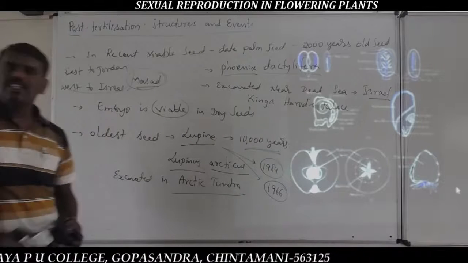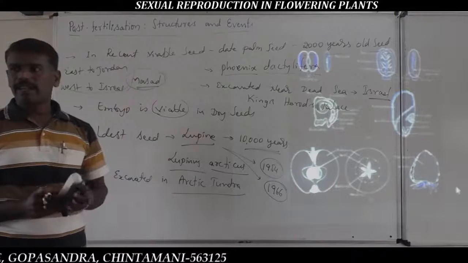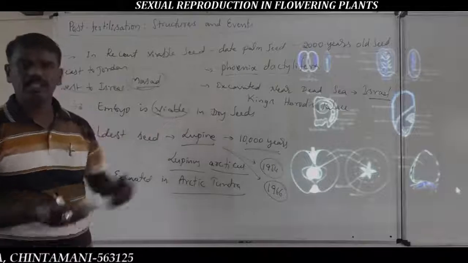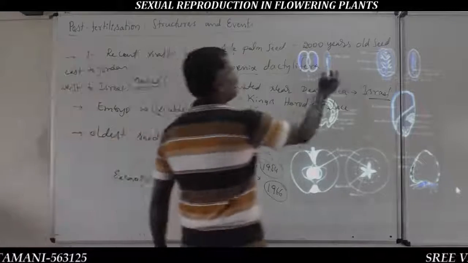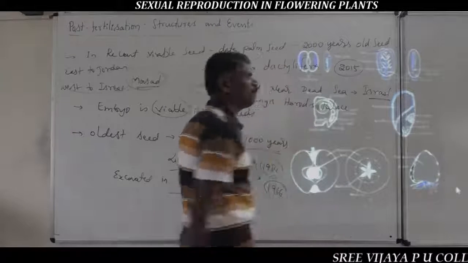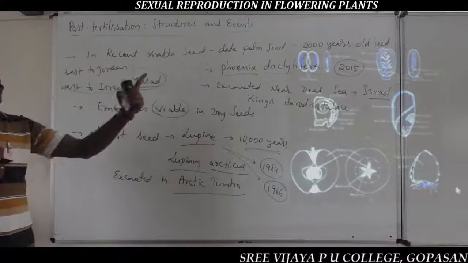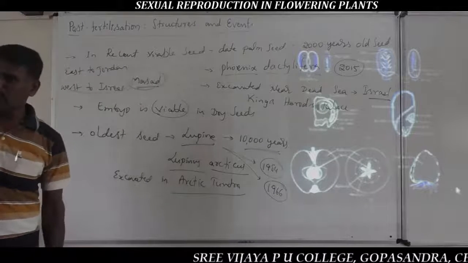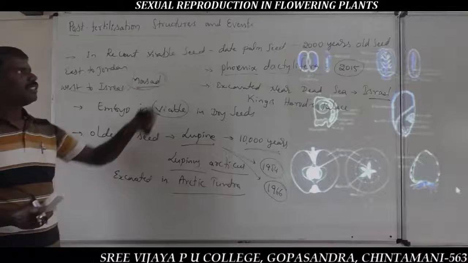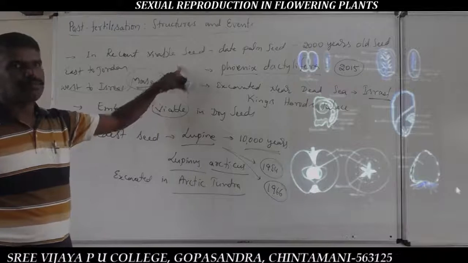The Dead Sea is nothing but a salt sea. It is totally salty in nature, where it was excavated. But this seed was germinated in 2015. So even though it was more than 2000 years old, it germinated, it flowered, it gave fruits. So that is the viable nature of that seed.